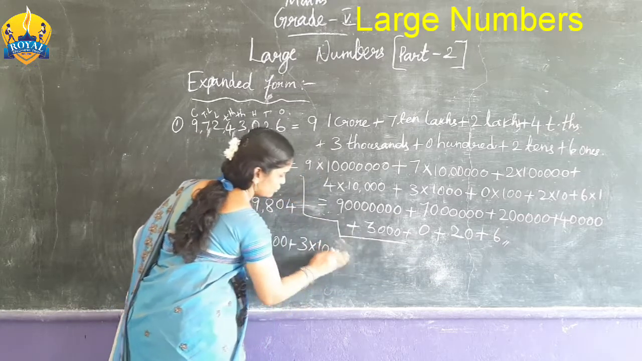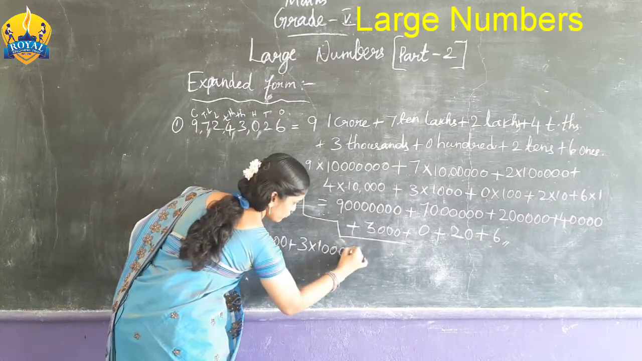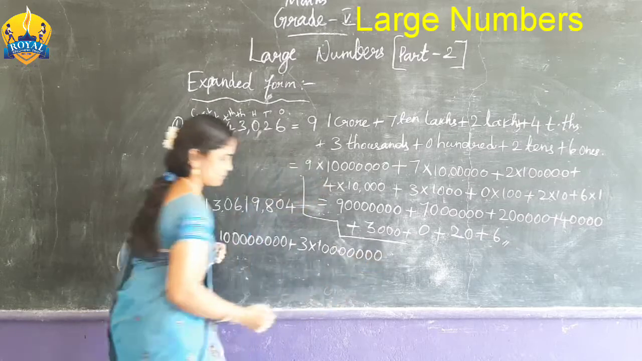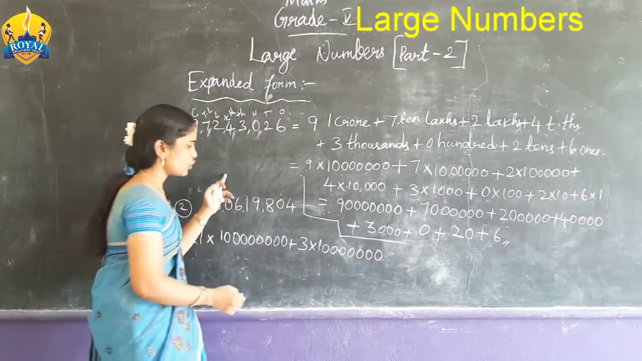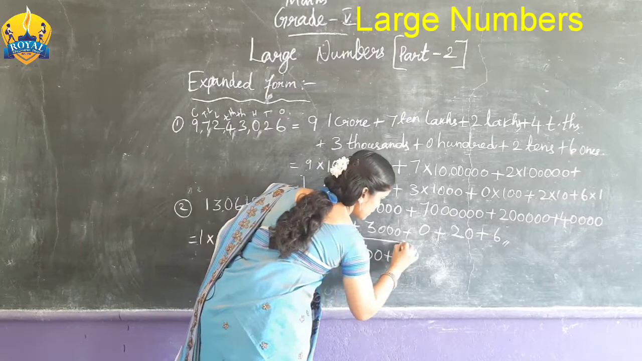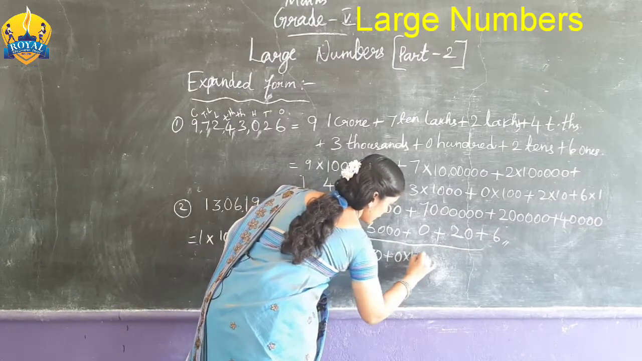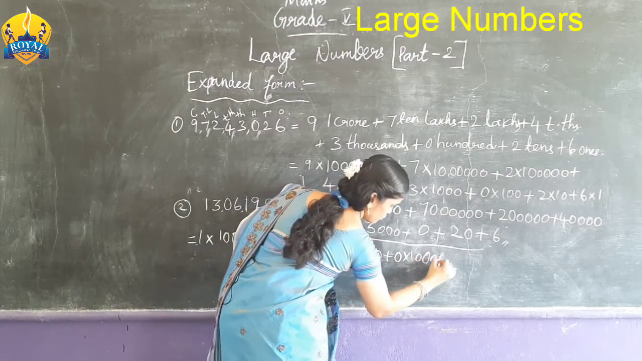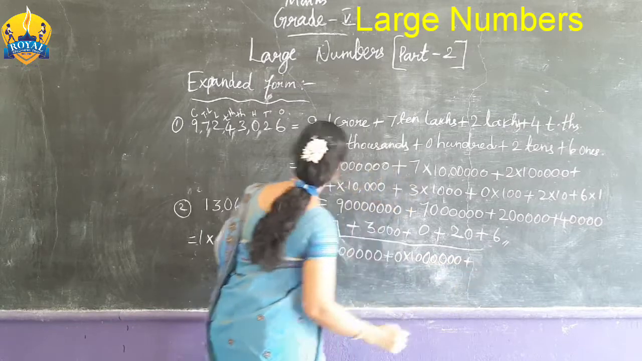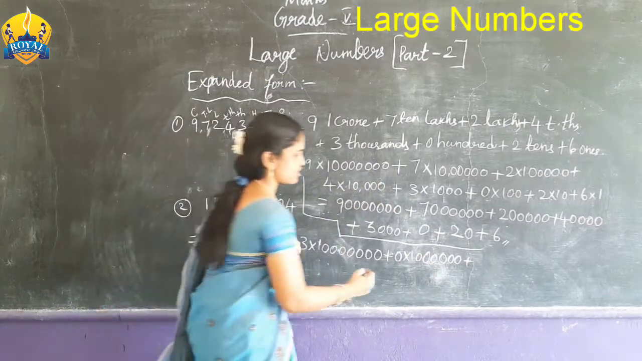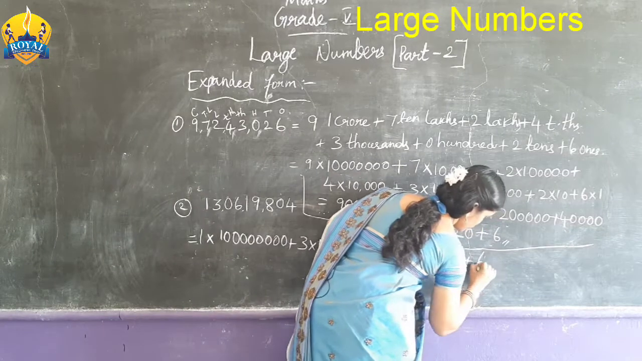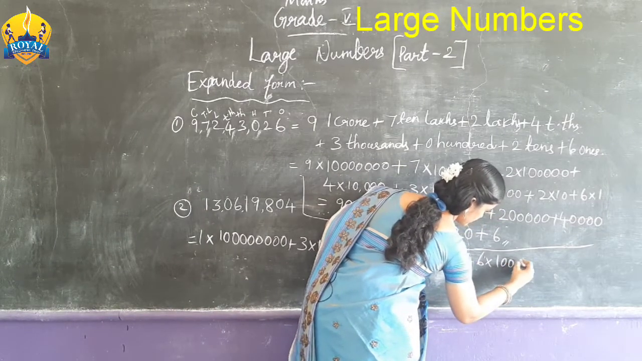So 3 into 1 crore, 2, 4, 6, 7. Right? The next one, 0 into 10 lakh, 2, 4, 5. And then the next number is 6, 6 into 1 lakh.